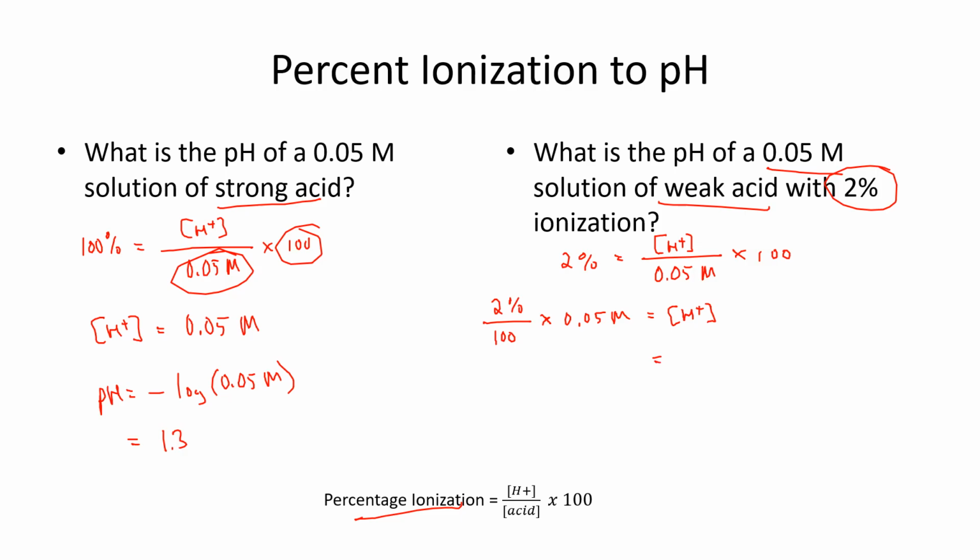And if you work that out on your calculator, you'll end up with 0.001 moles per liter for the concentration of hydrogen ions. And to get the pH of that, you're going to do negative log of the 0.001 moles per liter, and that comes out to a pH of 3. So there you go, pretty big difference. Same concentration of acid, but the strong one is going to have a lower pH, and the weaker one will have a higher pH because not as much of it ionizes.